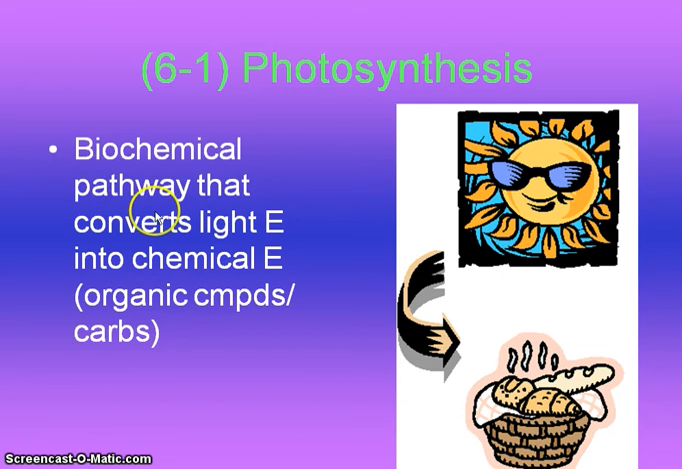A biochemical pathway is simply a reaction that can sustain another reaction. So photosynthesis produces products that are then able to start another reaction called cellular respiration. The products of cellular respiration then are able to restart the photosynthesis process, and they feed into one another.